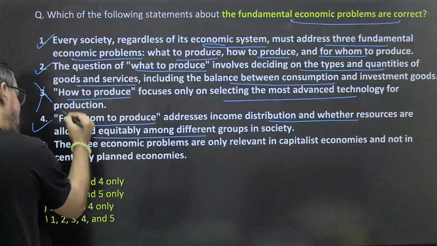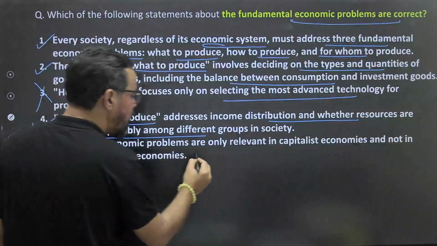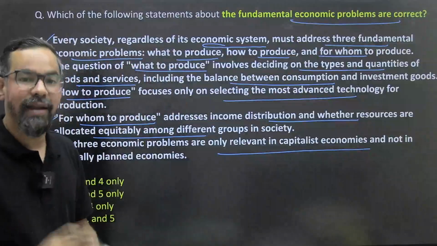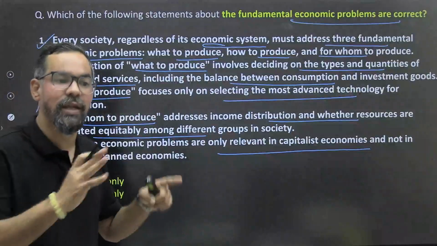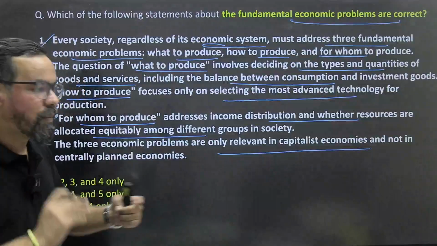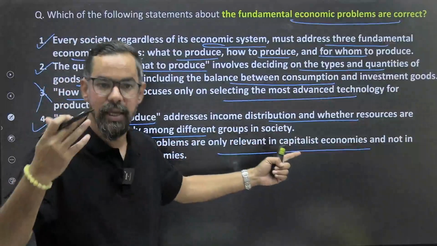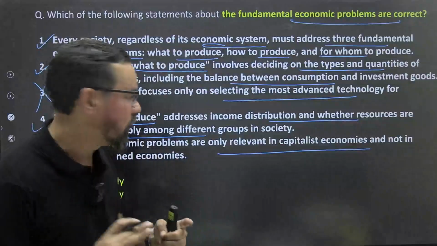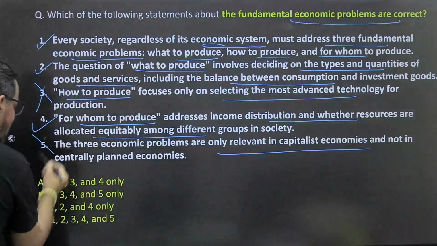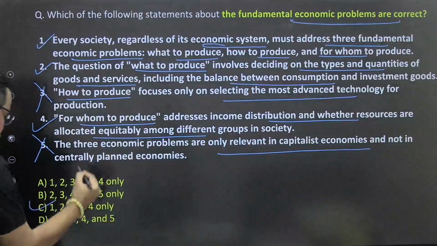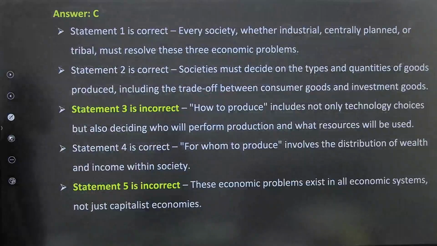For whom to produce addresses income distribution and whether resources are allocated equitably among the different groups of society. True. The 3 economic problems are only relevant for capitalistic economy. No, they are relevant for all types of economy, whether it is capitalistic, socialistic, or your mixed economy. Capitalistic economy is also known as market economy. Socialistic is also known as your command economy, right? So this is incorrect. So that means 1, 2, 4. 1, 2, 4 means option C will be the right answer for this particular one.